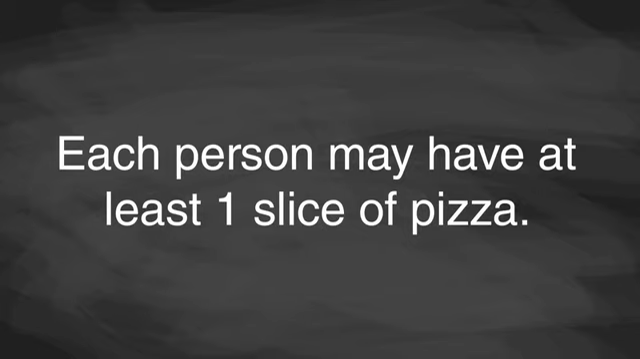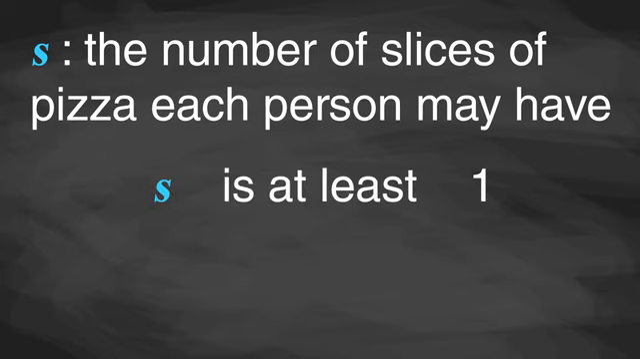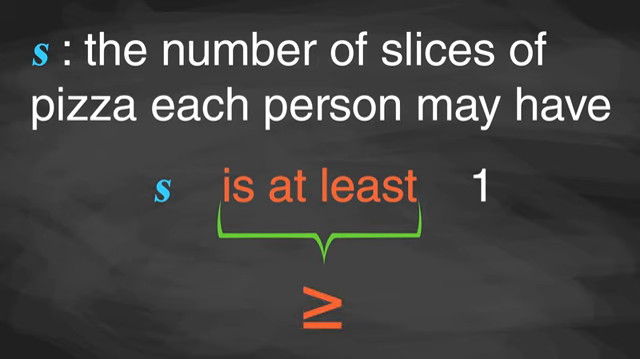Another constraint for the party might be that each person may have at least one slice of pizza. To translate this constraint into math, let's start by defining a variable. We can let s represent the number of slices of pizza each person may have, and then we can say that s is at least 1. Now we can write an inequality for the constraint. Is at least means is greater than or equal to. So we can translate the constraint into math as s is at least 1. This means that each person may have one or more slices of pizza.